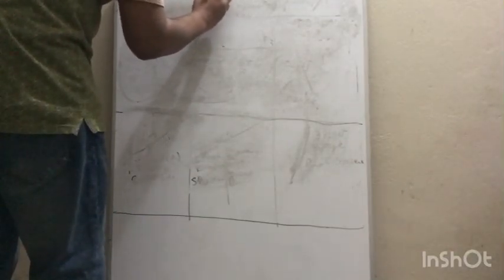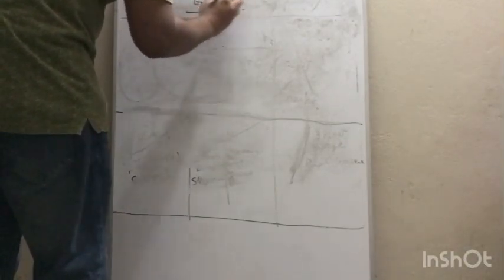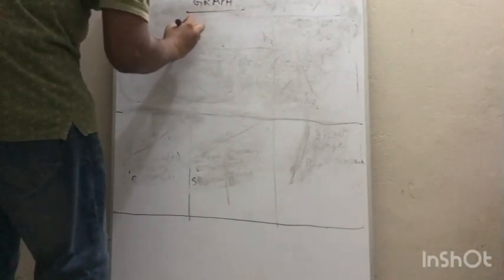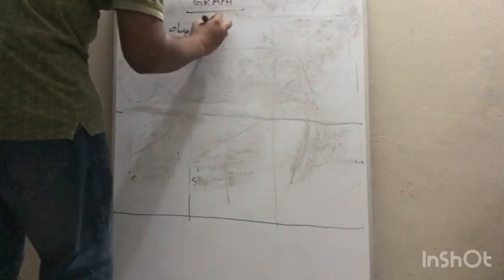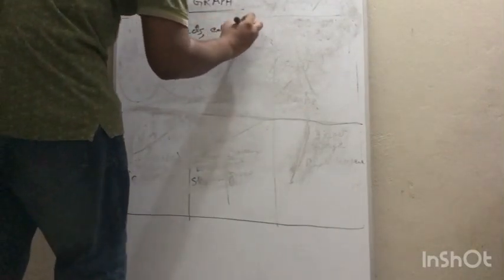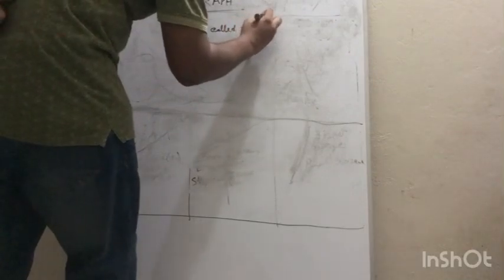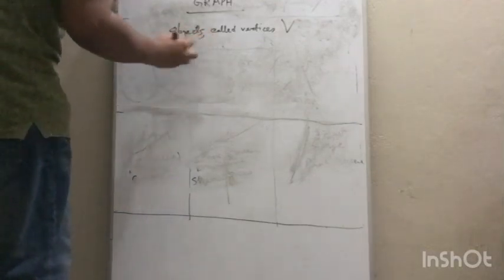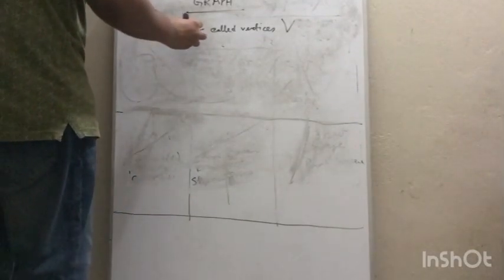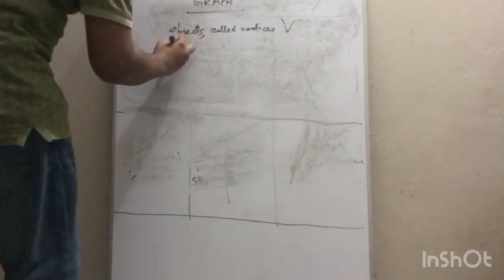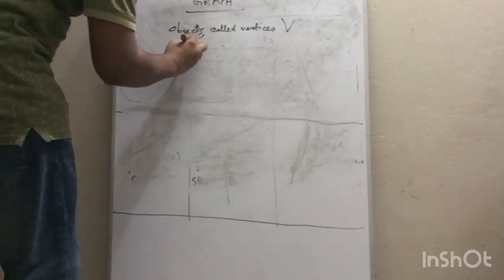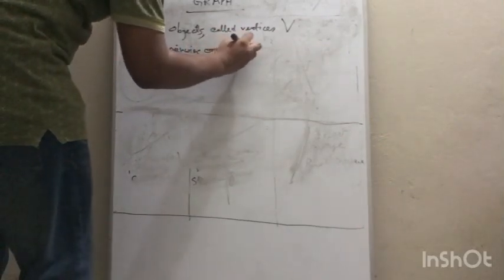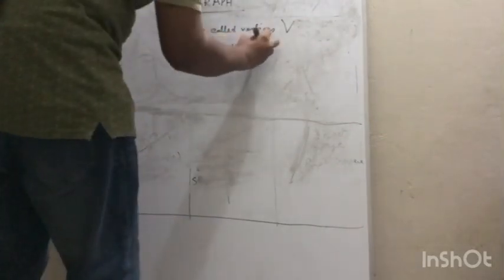Graph. A graph is a set of objects which are called vertices, V, along with pairwise connections called edges.